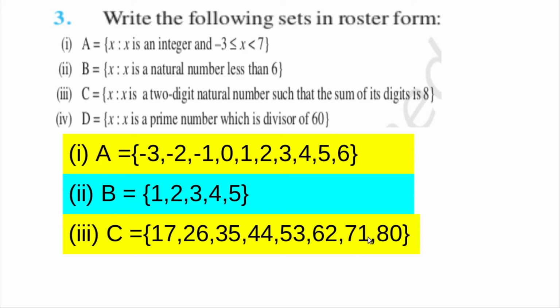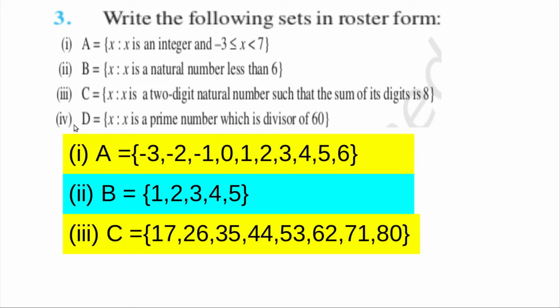Now, between 80 and 90, we can take 80, since 8 plus 0 is 8. Therefore, 80 is an element. Between 90 and 100, there is no number like this. Therefore, the answer is C equal to 17, 26, 35, 44, 53, 62, 71 and 80. So what we have to do is write the 2-digit numbers such that when the 2 digits are added, we get 8. Such 2-digit numbers are what our question asked us to write.